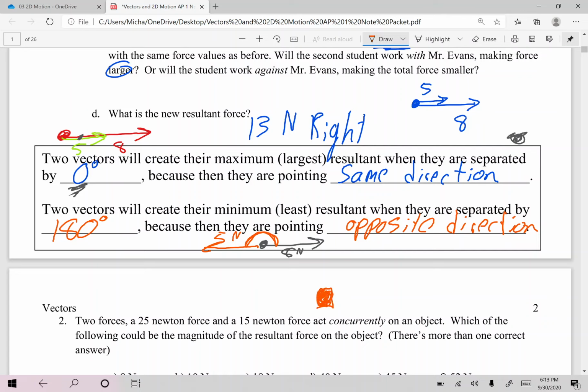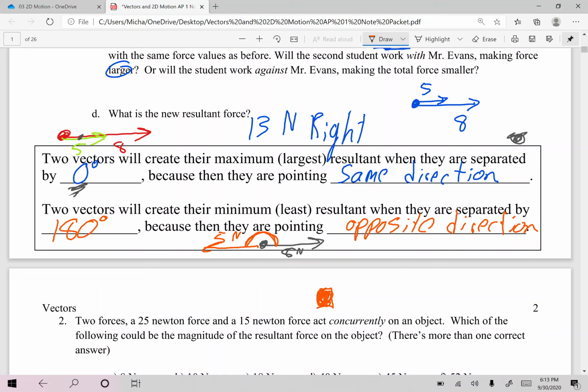So a 25 and a 15 Newton force act concurrently. Which of the following could possibly be the magnitude of the resultant? Again, there's more than one correct answer here. Two of these I'm hoping popped out at you right away, and I'm hoping those two were 40 newtons and 10 newtons. 40 newtons would be the two added together in the same direction, right? 25 plus 15 is 40. So that would be the maximum resultant, which happens at 0 degrees when they're in the same direction. If they were in opposite directions, we call that 180 degrees, and that would be the minimum possible resultant. But there is a third correct answer choice here.